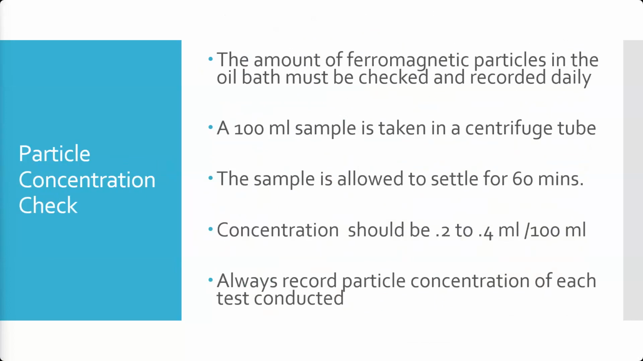So this is the amount of those ferromagnetic particles that are suspended in the oil bath. They need to be checked daily, or in some cases, if you have a real high production environment where you have tons and tons of parts being tested, you may check them more often. So you take a 100 milliliter sample, you put it in a centrifuge tube, you allow it to settle for at least 60 minutes, and you're looking for 0.2 to 0.4 milliliters per 100 milliliters of solution. And you need to record this. They're going to want to know.